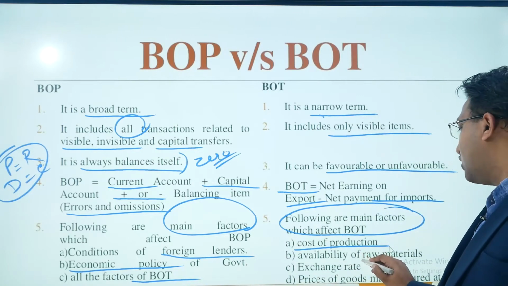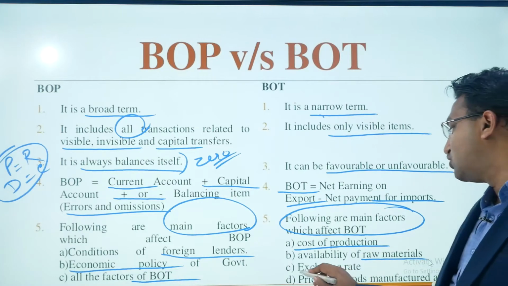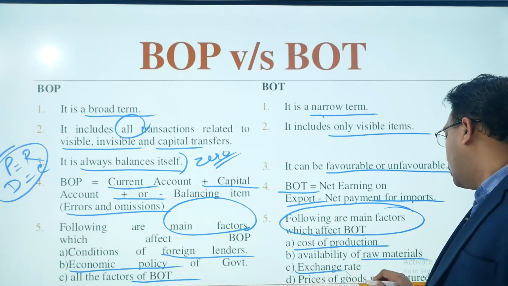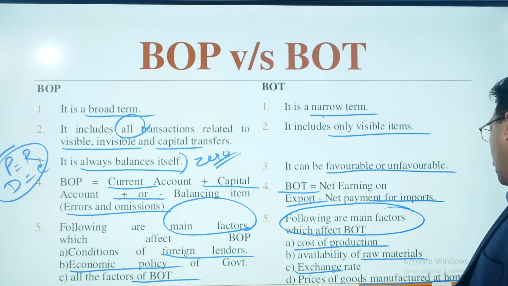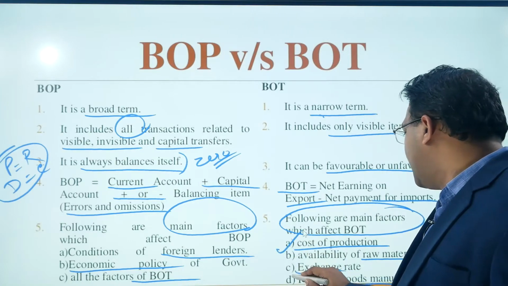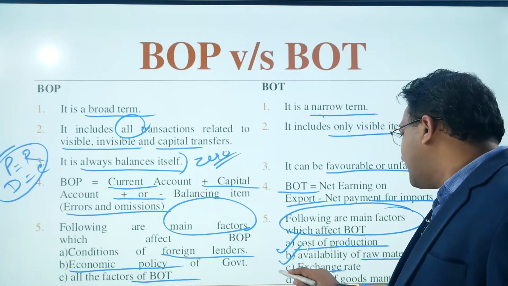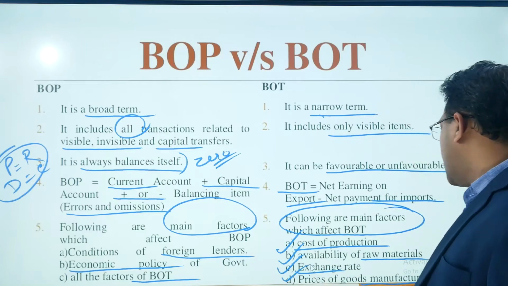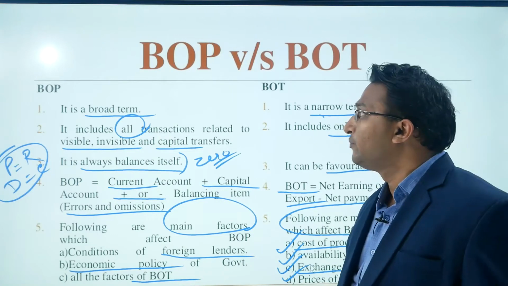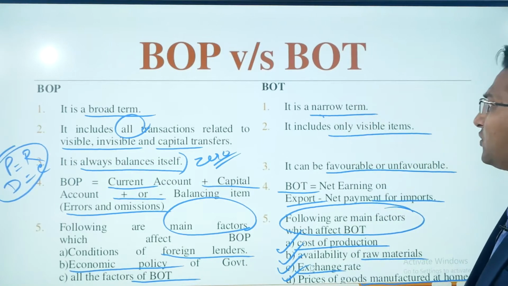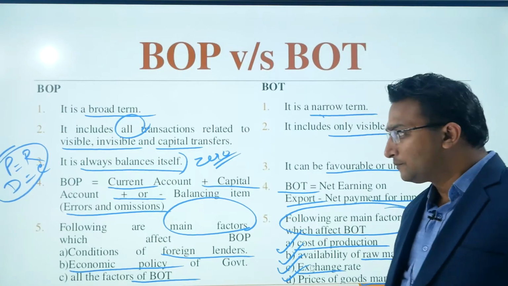Second is availability of raw material. Third is exchange rate. Fourth is prices of goods manufactured at home. Following are the main factors which affect BOT. One is cost of production, another is availability of raw materials, then we have exchange rate, and then we have prices of goods manufactured at home. So these are the BOP versus BOT transactions.